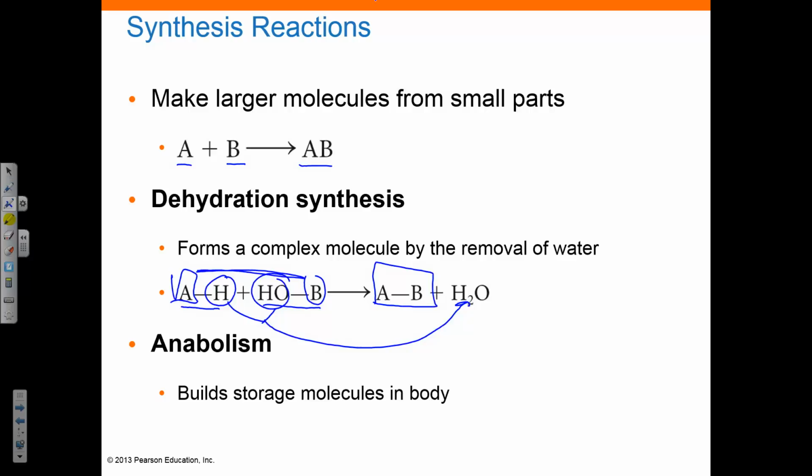To summarize, decomposition reactions are examples of catabolism. Larger molecules are broken down and energy is released. Synthesis reactions are examples of anabolism. Smaller molecules combine to form larger molecules and energy is stored in the newly formed bonds.